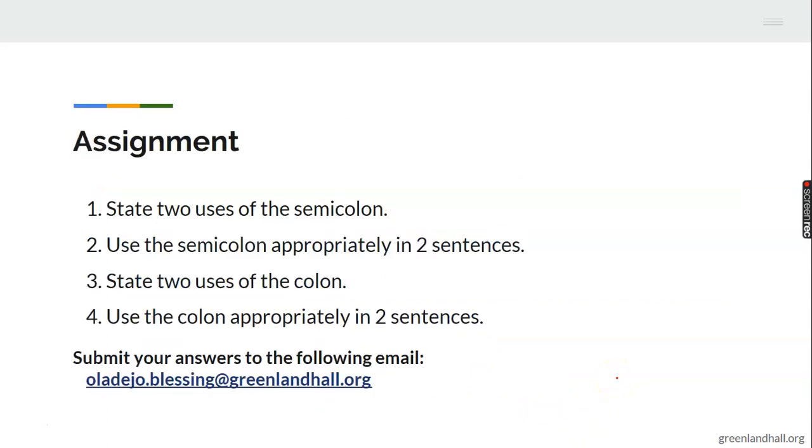Alright, so we have come to the end of today's lesson. The following are the assignments you will do. Number 1, state 2 uses of the semicolon. Number 2, use the semicolon appropriately in 2 sentences. Number 3, state 2 uses of the colon. And number 4, use the colon appropriately in 2 sentences. Submit your answers to this email. Make sure you write it out without any error.